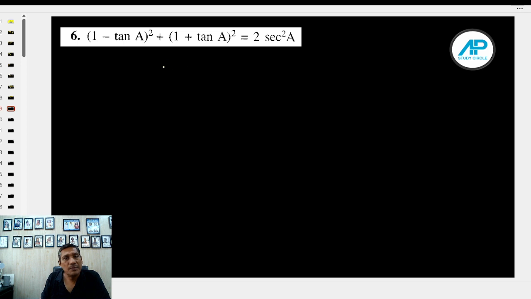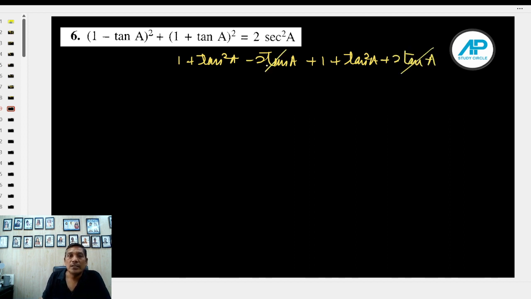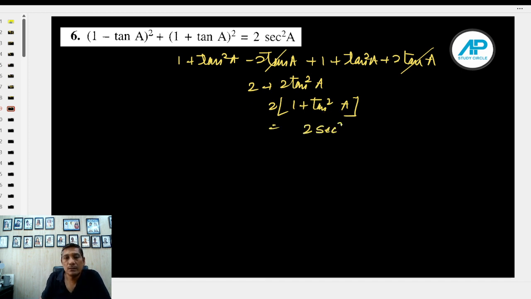1 minus tan A whole square plus 1 plus tan A whole square. Try to open the bracket here. 1 plus tan square A minus 2 tan A plus 1 plus tan square A plus 2 tan A. These two are cancelled. 2 plus 2 tan square A. 2 into 1 plus tan square A. And 1 plus tan square A is sec square A. Your answer is 2 sec square A.